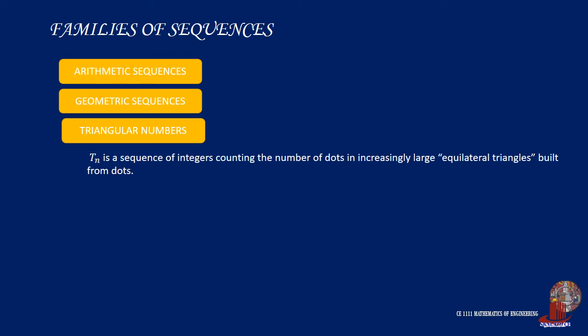There are a couple of ways of making this discussion more precise. Given an equilateral triangle with n dots to a side, how many more dots do you need to build the equilateral triangle with n plus 1 dots to a side? All you need to do to transform the smaller triangle to the larger triangle is an additional row of n plus 1 dots placed along any side.